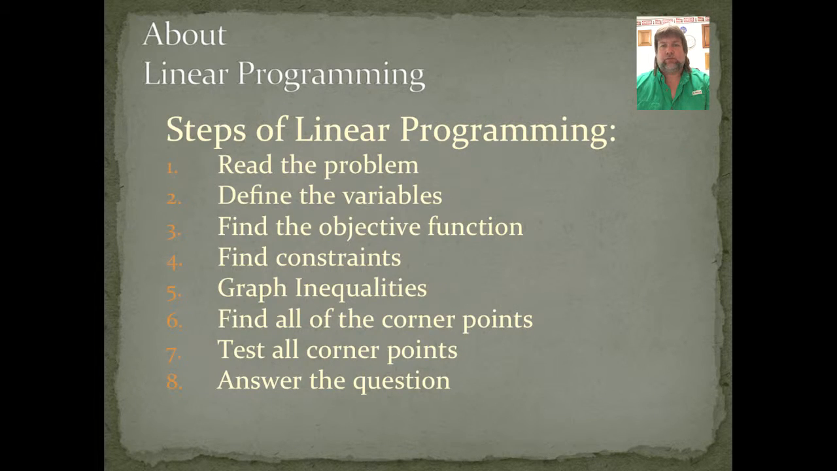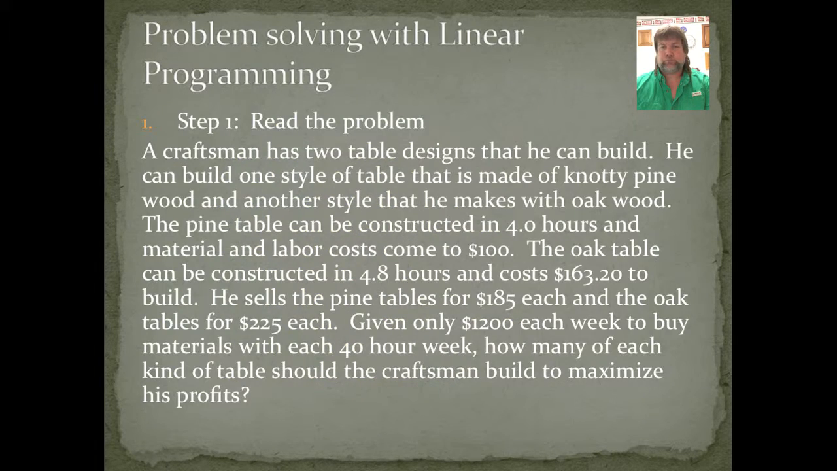There are 8 steps in linear programming. First, you want to read the problem, define the variables, find the objective function, then find the constraints. The constraints are going to be what gives you the boundaries on the graph. Then you'll graph the inequalities from the constraints, and then you'll find all the corner points. Test all the corner points with the objective function in order to answer the question.